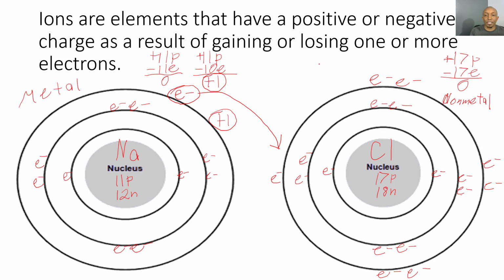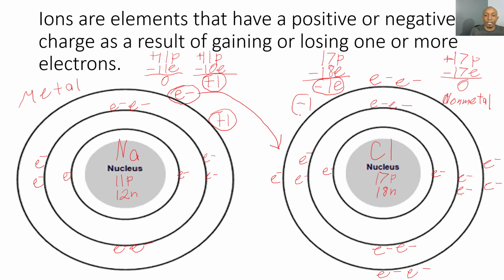And if I look at chlorine, chlorine had 17 protons. It had 17 electrons. But remember, it gained an electron. So since it gained an electron, look what happens now. It's got one more negative charge. It's got one more electron than proton. So that's what gives it that minus 1 charge.